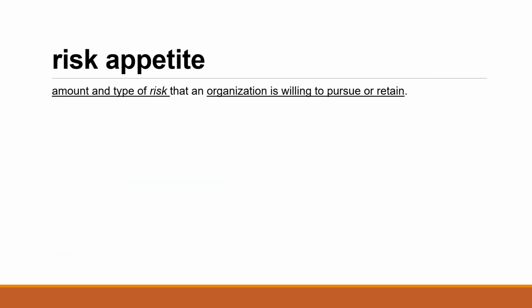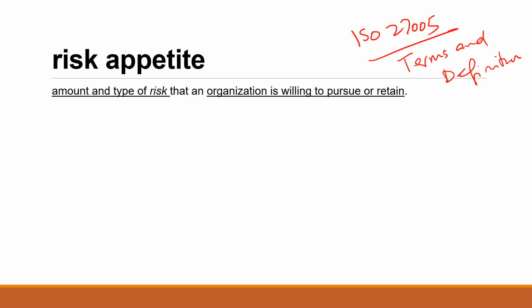Risk appetite. In fact, I have taken each word from there. All these references are coming from ISO 27005, terms and definitions. Very good read. You can go and please refer to that. So this is coming from risk appetite. If you look at the word appetite, it is what you have the hunger for.